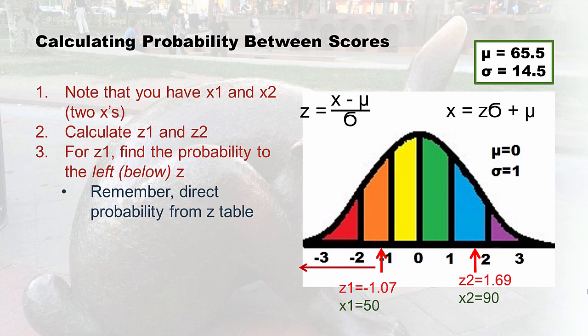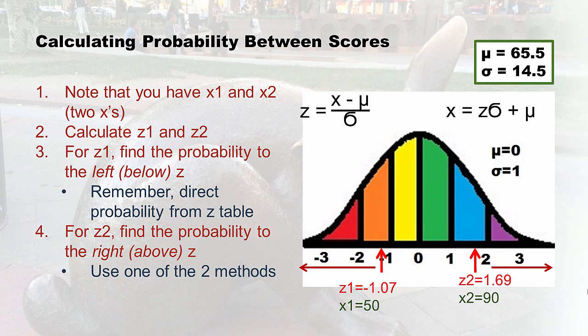Now here's the beginning of the strategy, and I'll just explain the strategy and then I'll do the strategy. So for z1, you find the probability to the left of the z. So you find the little piece to the left. And remember, you can take the direct probability from the z table. So that's what direct means, you just get to copy it directly out of the z table. Then for z2, you find the probability to the right or above z. So you find the little piece there. And you use one of those two methods I showed you, which we did together.